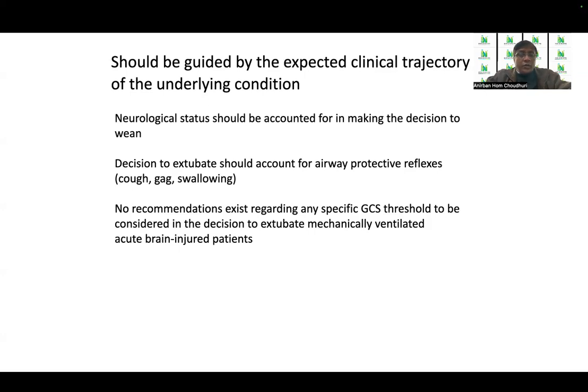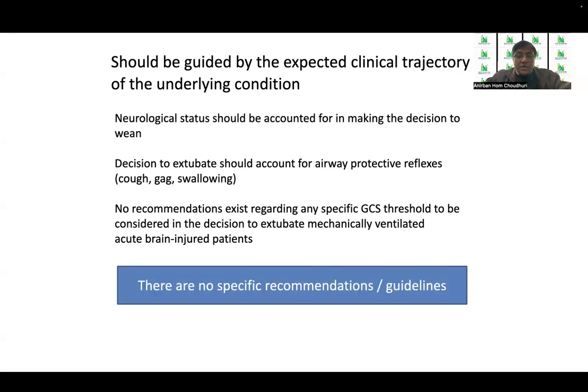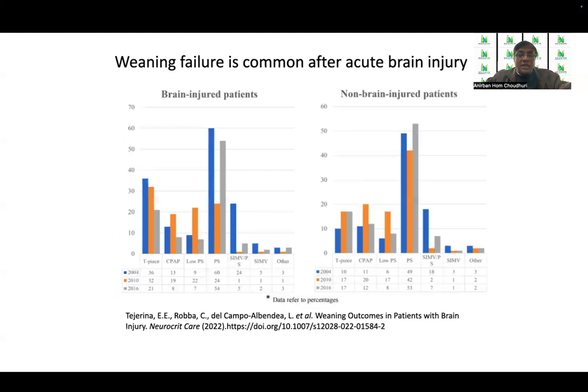There are currently no recommendations regarding any specific GCS threshold to be considered in the decision to extubate mechanically ventilated acute brain injured patients. So the overall neurological improvement, apart from GCS, can be well chosen to guide the patients towards weaning and extubation, again, in an individualized manner on a case-to-case basis in the absence of recommendations and guidelines.